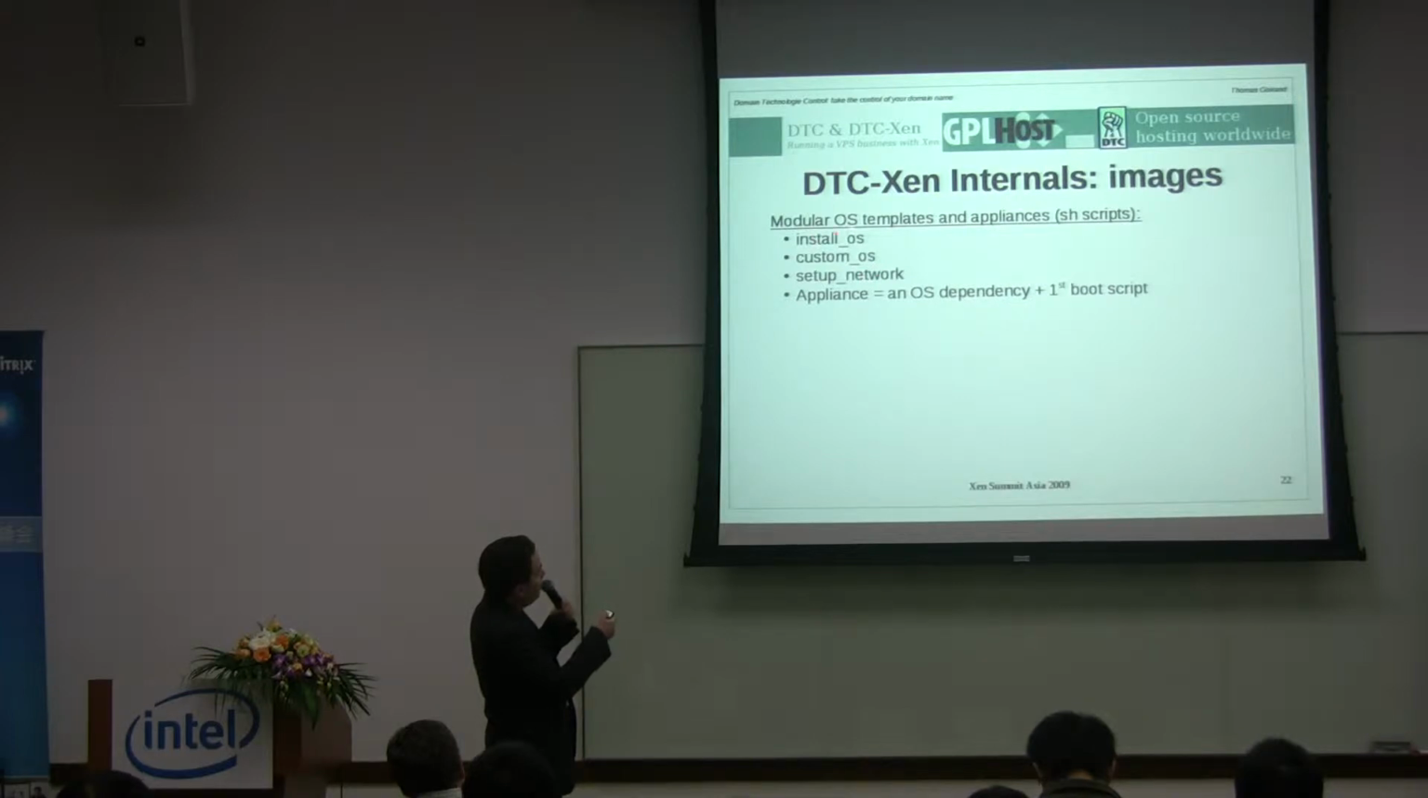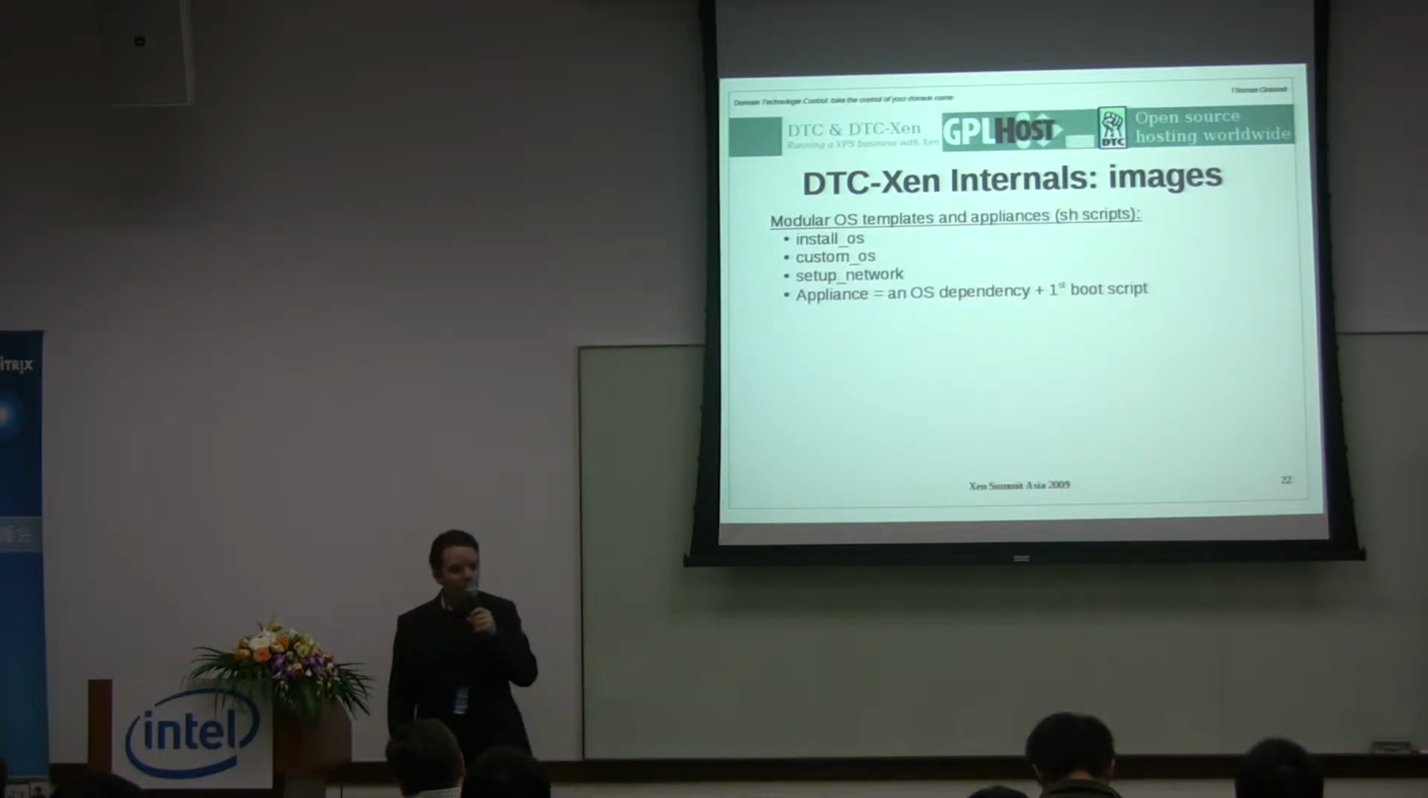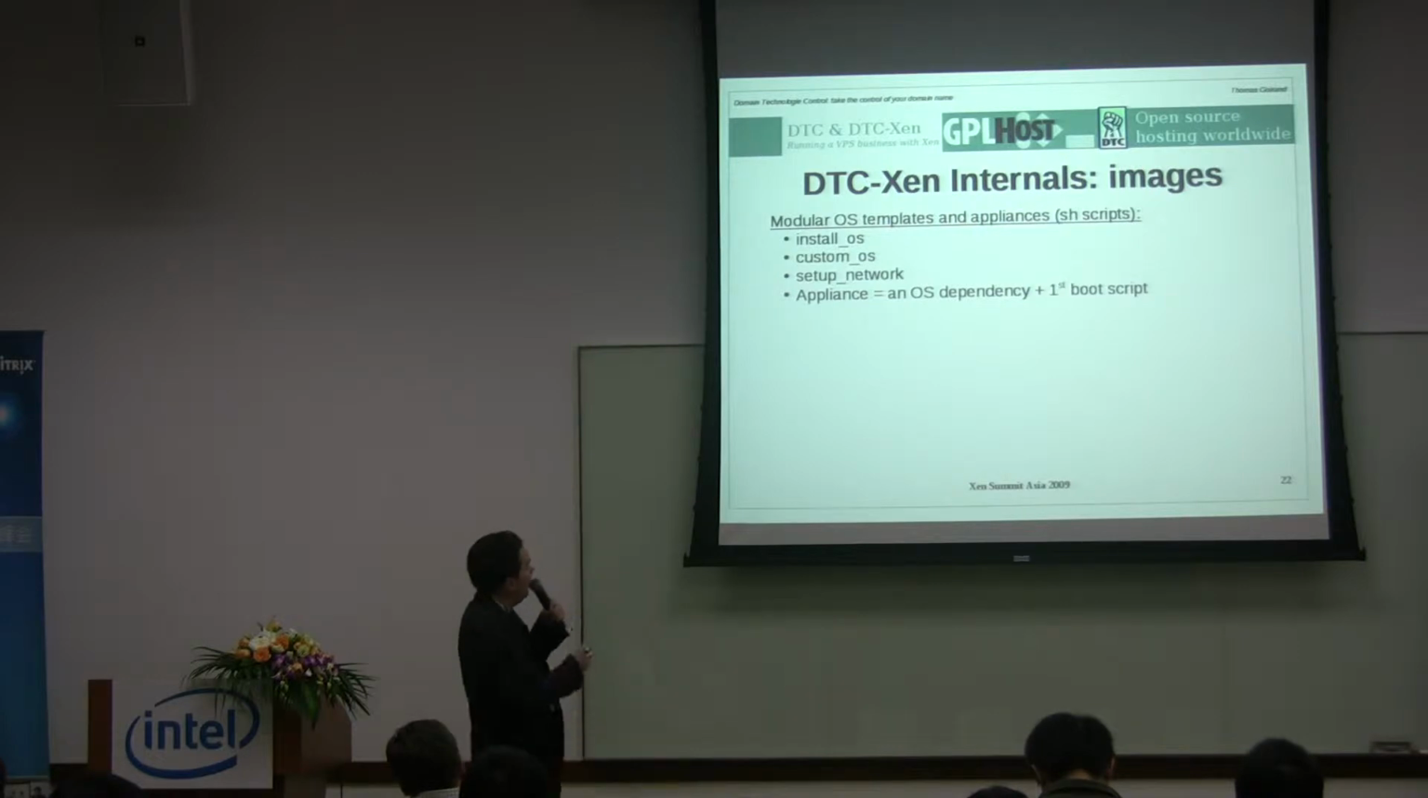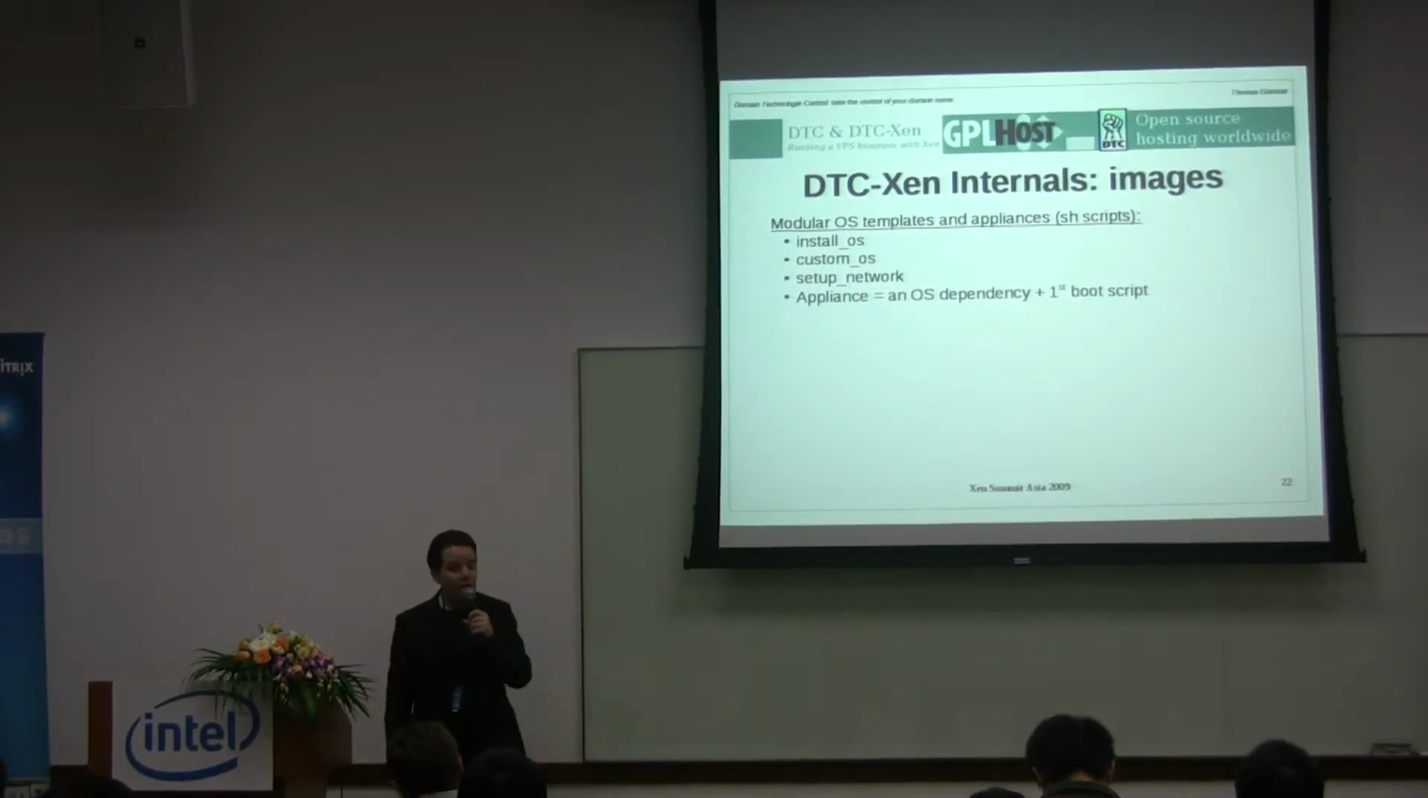So this one just uncompresses and installs the image. Custom OS sets up files like fstab and things like that. And setup network obviously sets up the IP addresses.